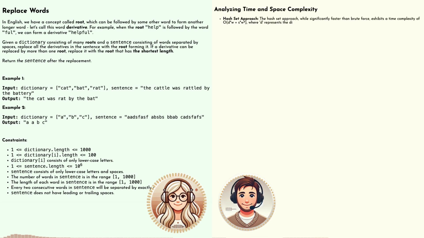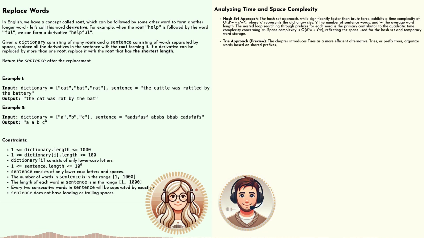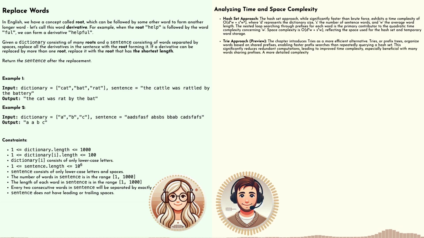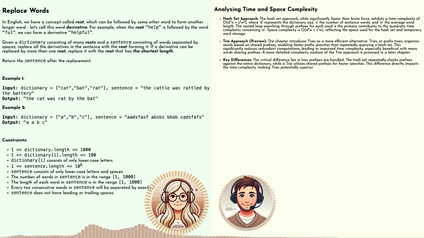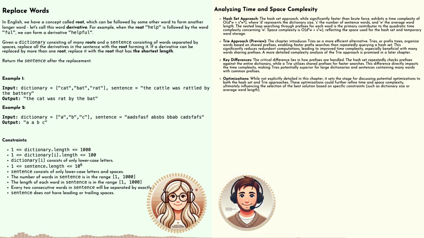It's super important to know how well an algorithm performs. Time complexity. Break it down for me. What exactly does that mean? Basically, it tells us how the runtime of our algorithm changes as we give it more and more input. Okay, so if we have a super long sentence or a gigantic dictionary, how will that affect our hash set solution? In the absolute worst case scenario, where none of the words in the sentence have matching prefixes in our dictionary, our algorithm would end up checking every possible prefix of every single word.